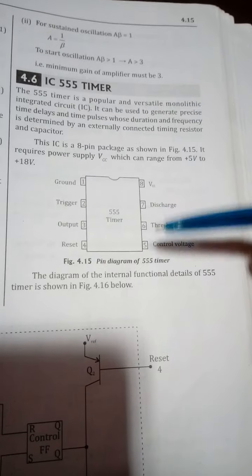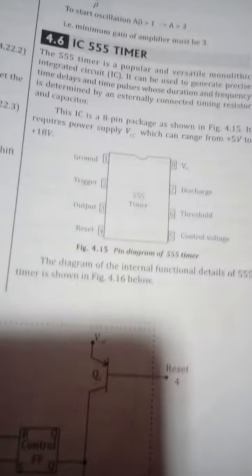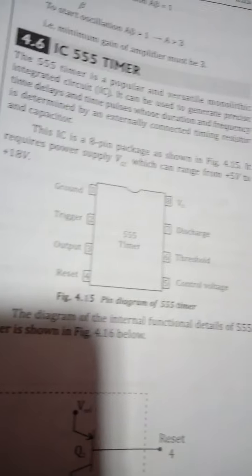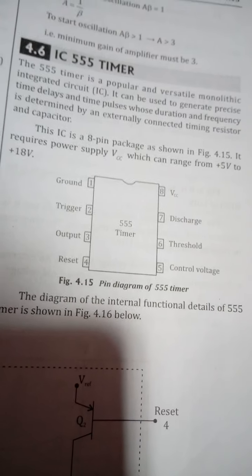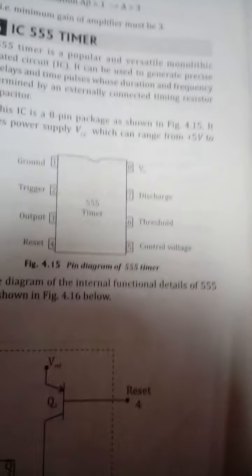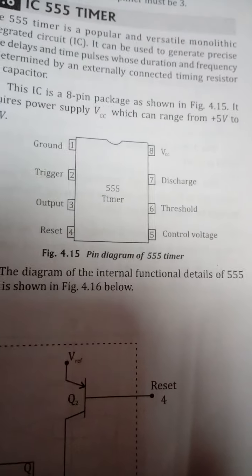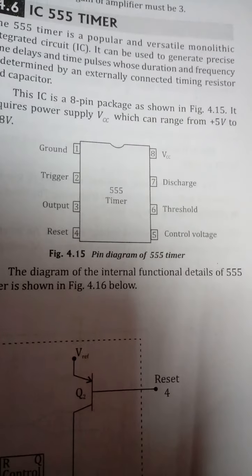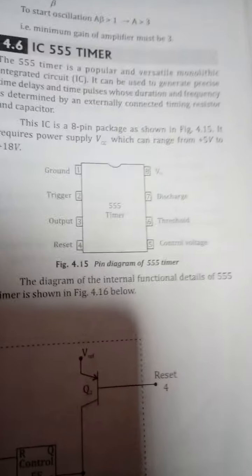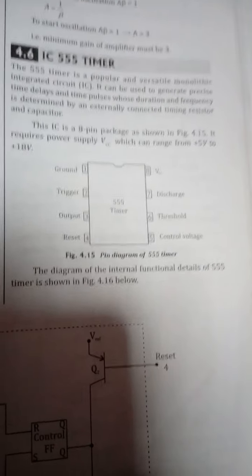It consists of 8 pins and it is bilaterally symmetrical. Bilaterally symmetrical means it has 4 pins on the left and another 4 pins on the right. So if it is an 8 pin IC, it is divided as 4 pins and 4 pins. If it is a 16 pin IC, it is bilaterally symmetrical as 8 pins plus 8 pins. There will be 8 pins on the left and 8 pins on the right.